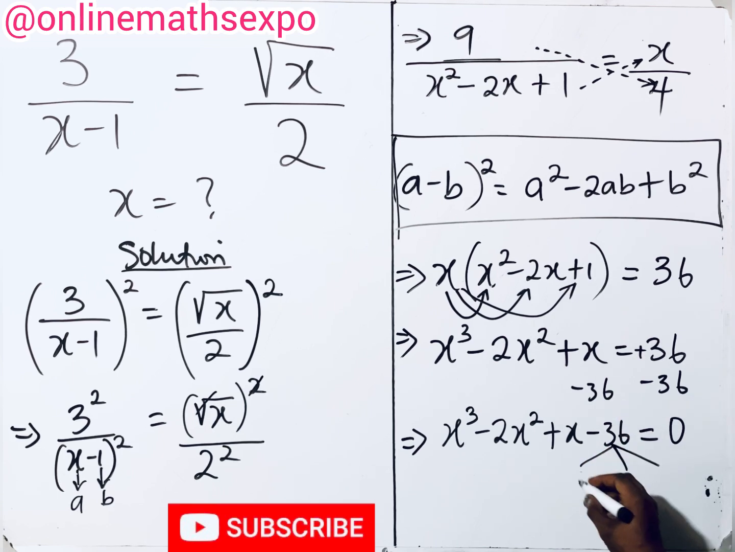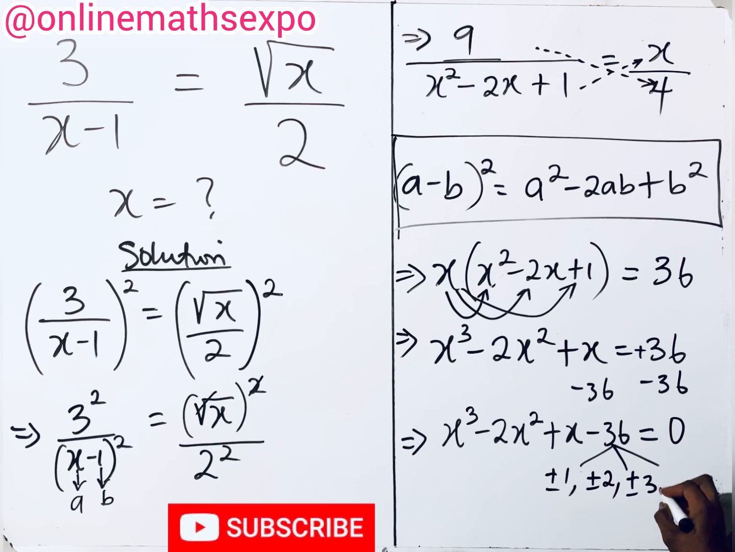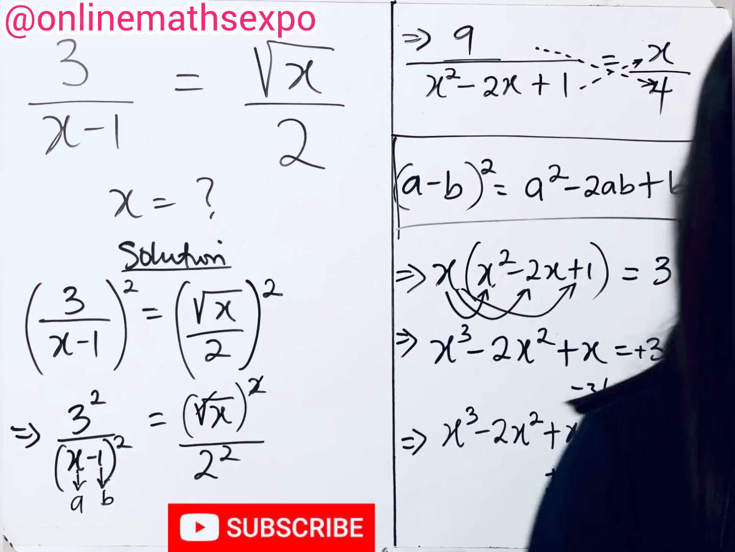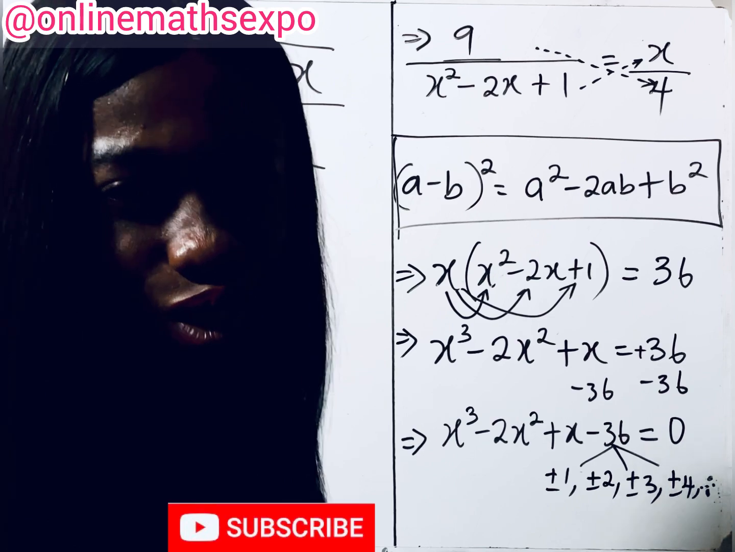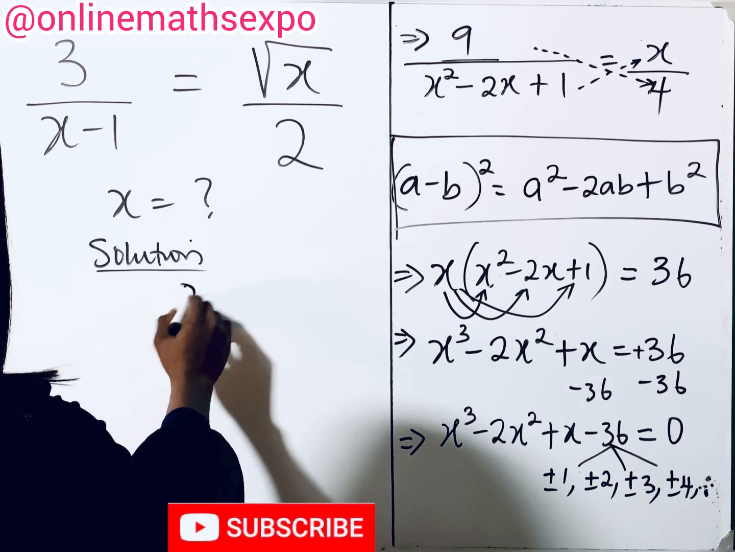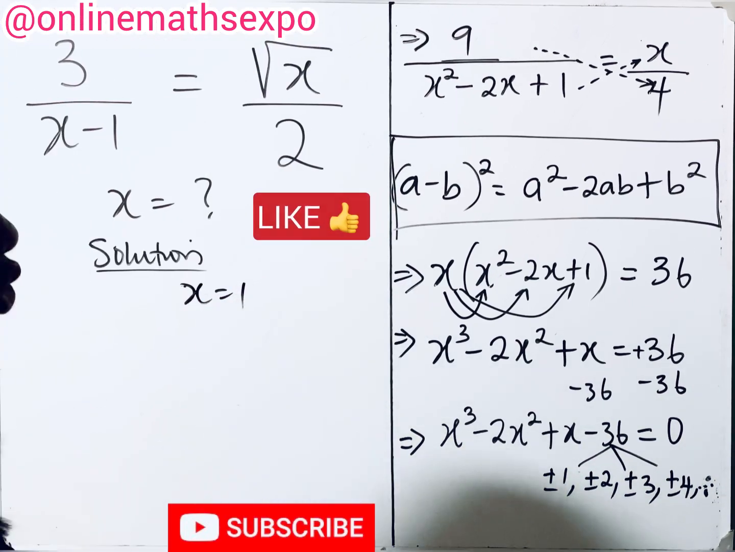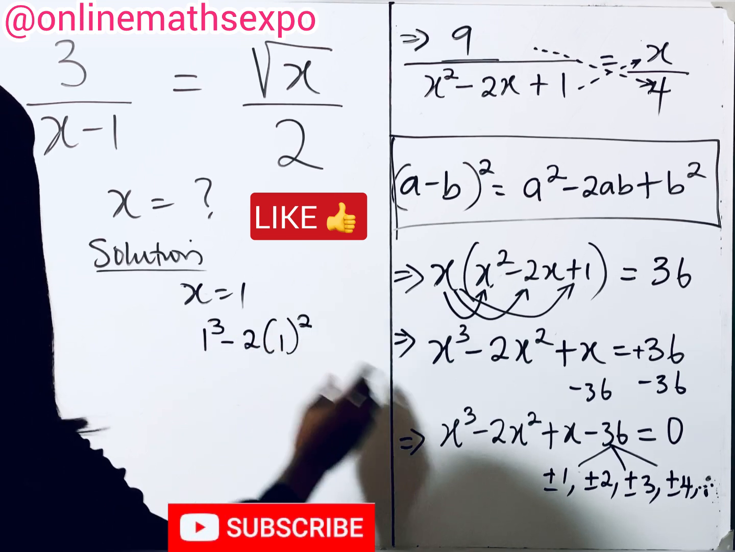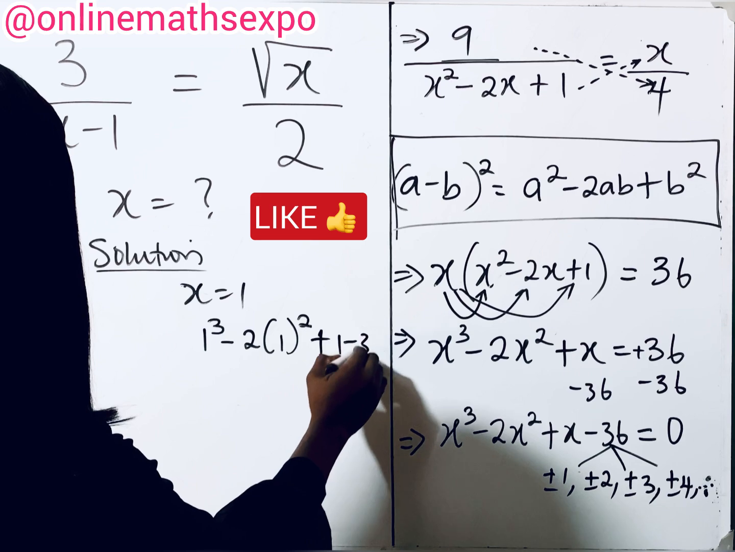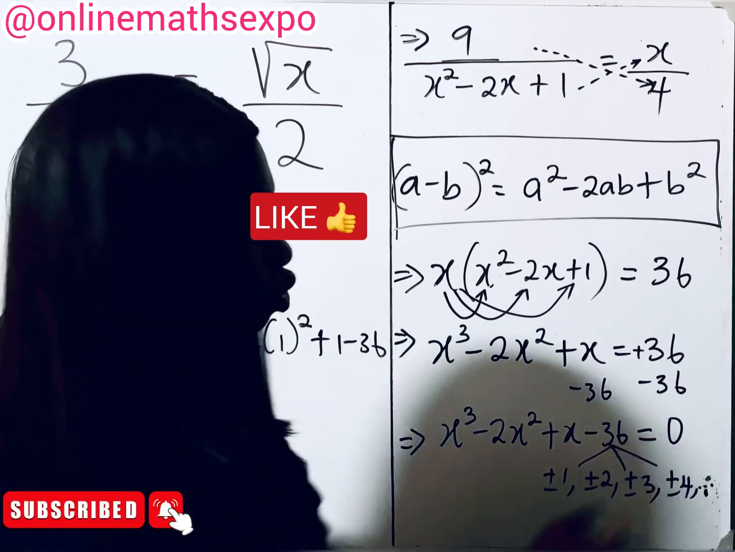So for this 36, we can have 1, positive and negative 1. We can have positive and negative 2, positive and negative 3. Then we can also have positive and negative 4 and the rest of them. Now let's do a trial to know which of them can we put in this equation to be equal to 0. So when x is 1, if you put it here, it's going to give us 1 cubed minus 2 into 1 squared, then plus 1 minus 36. Let's see if it will be equal to 0.